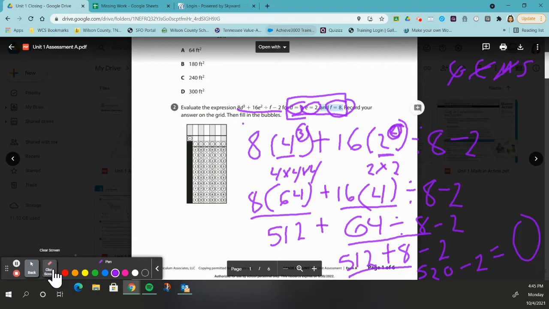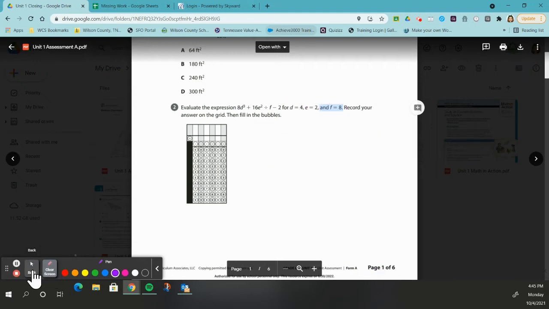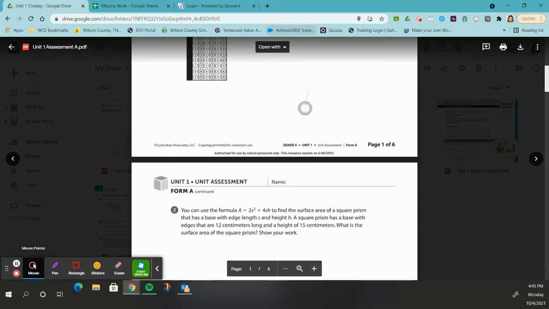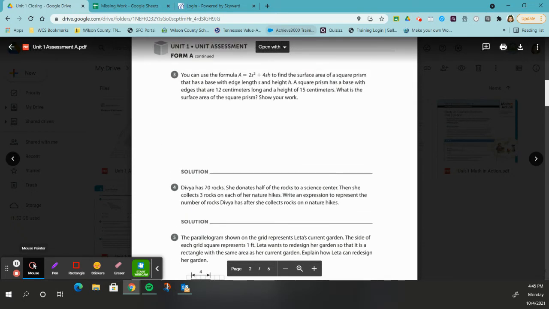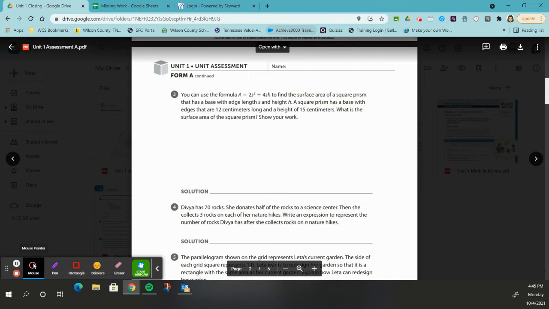So that is how we work questions number 1 and 2. Let's take a look at question number 3. Question number 3 does talk about surface area. However, it doesn't give you a shape. It gives you an expression. And it says if you follow that expression, then you are going to find the surface area of this particular shape. So we have an expression here.